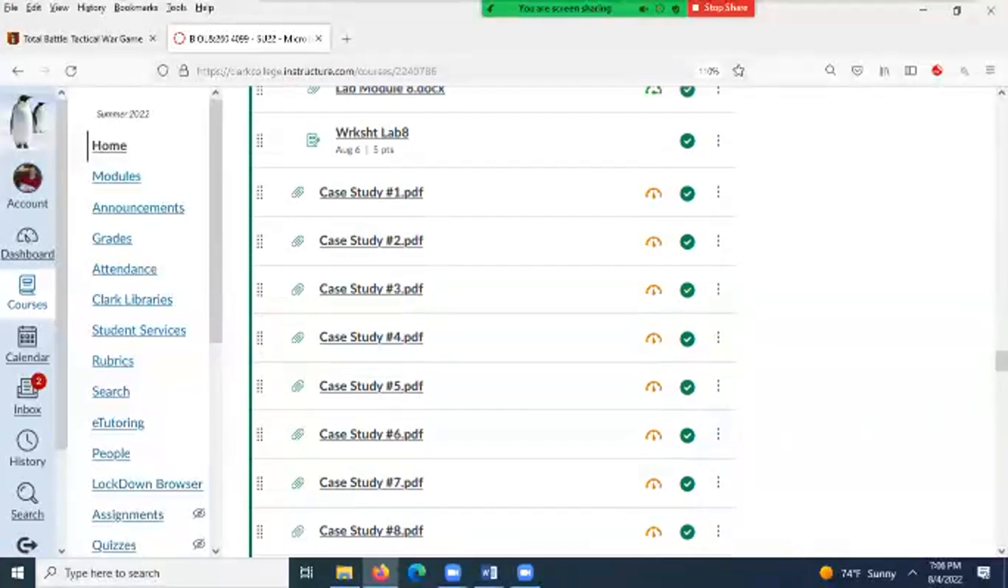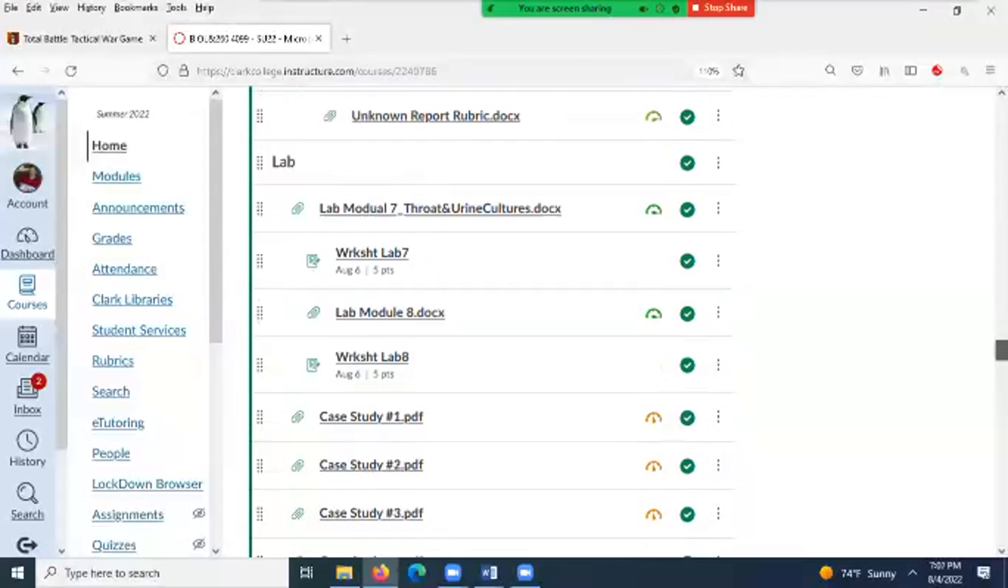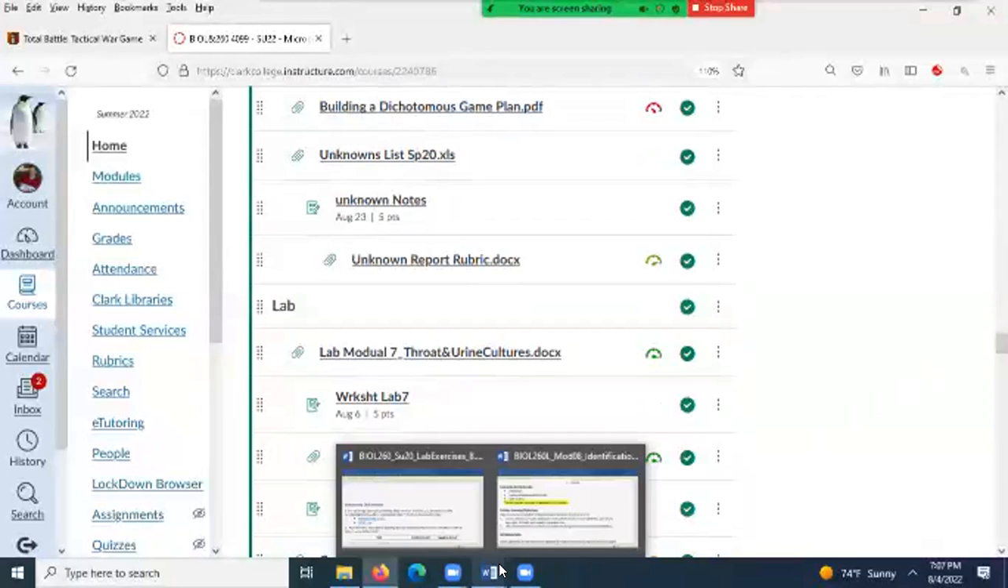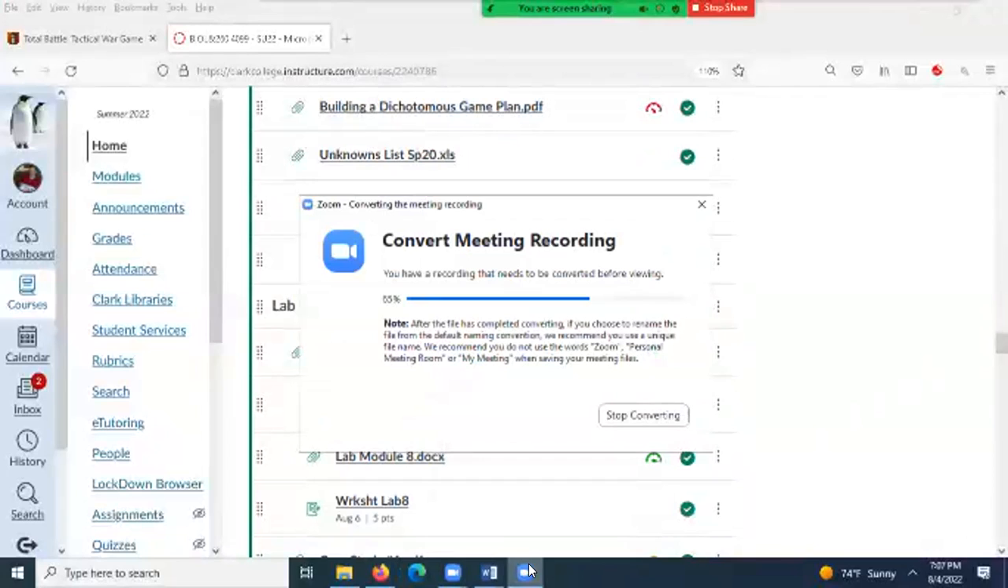Excuse me, I'm about to sneeze here. Well, hopefully I won't sneeze. Let's see, leave that open, although I probably should shut it. Hopefully this will finish. No, we're only 65% done with the lecture.